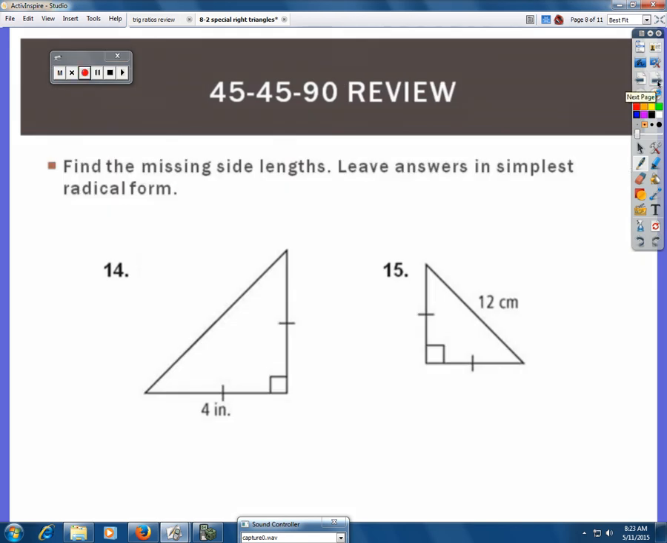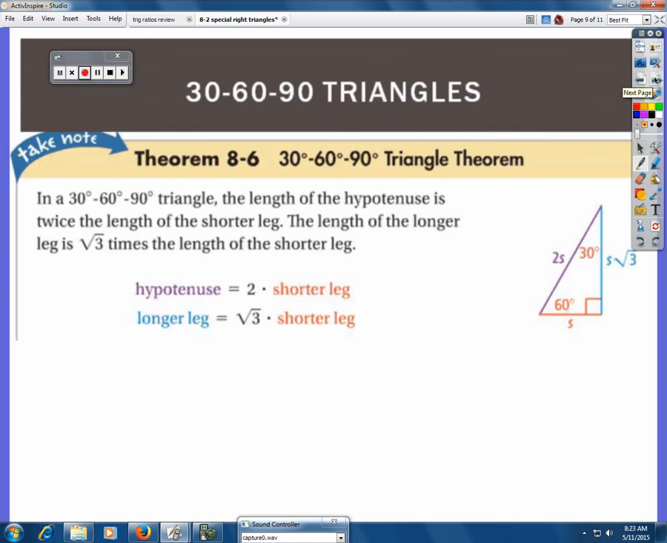Find the missing side lengths. So these are practice problems. Find the missing side lengths. Leave answers in simplest radical form. We're going to skip that. We're going to go right to the 30-60-90 right triangles.